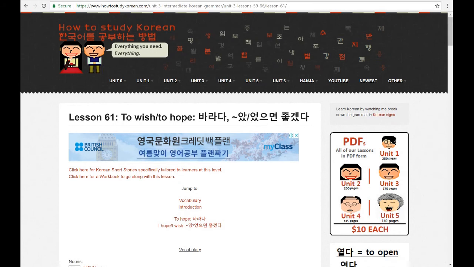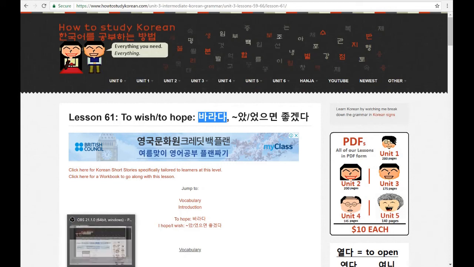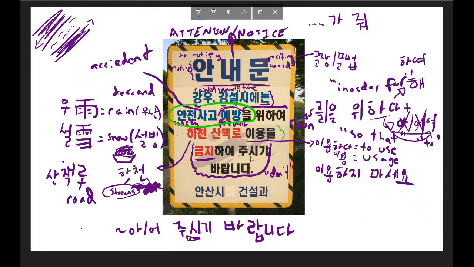I talk about this in lesson 61, where I actually talk about 바라다 and how it can be used in many situations. This verb 바라다 actually sort of means to hope or to wish for. If you translate it directly, which doesn't really work, you're basically saying, I hope or I wish that you do this for me.